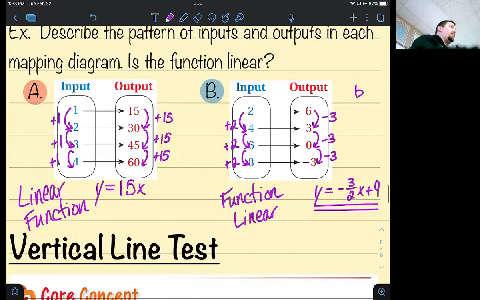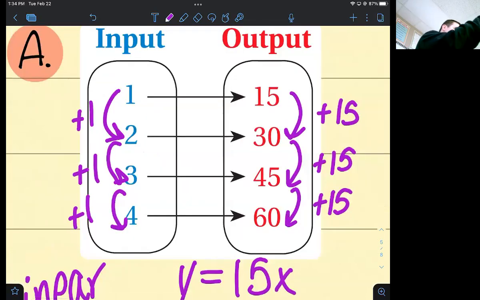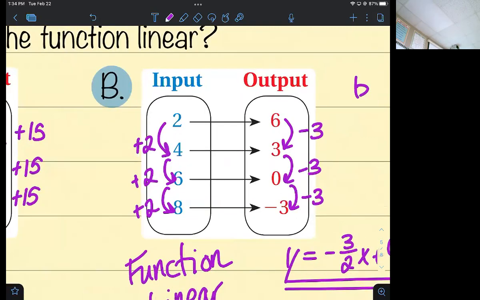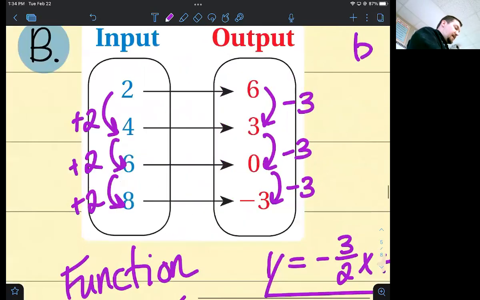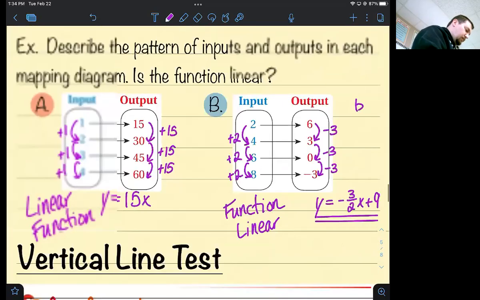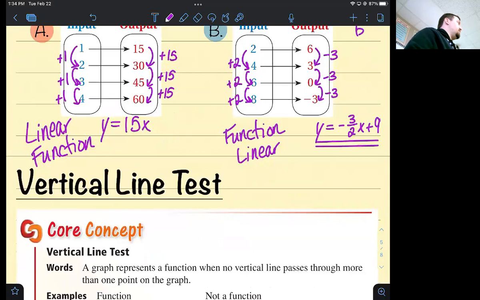Now, not to harp on Jimmy any more than I already have, but do you see why Jimmy's method of seeing if the output is always a certain constant being multiplied to the input doesn't work here? You could say, well, they're just timesing by 3 to get 6. Are they timesing 4 by 3 to get 3? No, but that doesn't mean it's not linear. It just means it's not a direct variation. So there's a difference. This method of checking your rise and your run is always going to tell you if it's linear or not. I bring that up because I see that mistake made a lot.